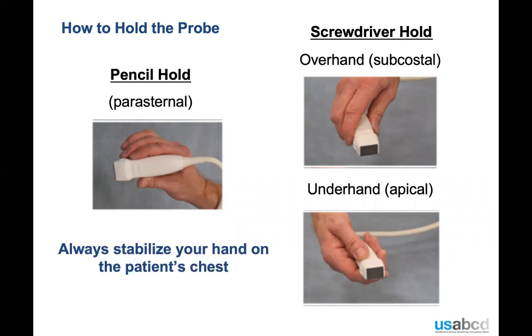The most important part of all of this is that we always need to stabilize our hand on the patient's chest. I never want to see a free floating ultrasound. I want to see that usually the whole hypothenar eminence of your hand is on the patient's chest. But if there's a reason where that's not the part that's going to touch the patient's chest, as long as you have some part of your hand stabilizing, we won't slide around as we're doing our ultrasound.